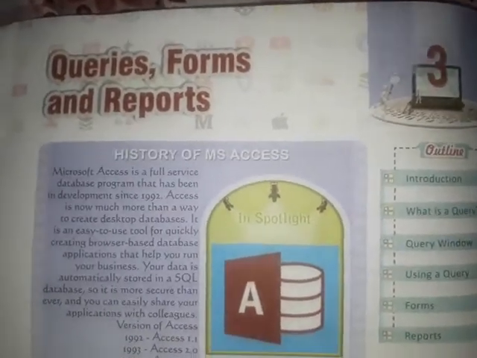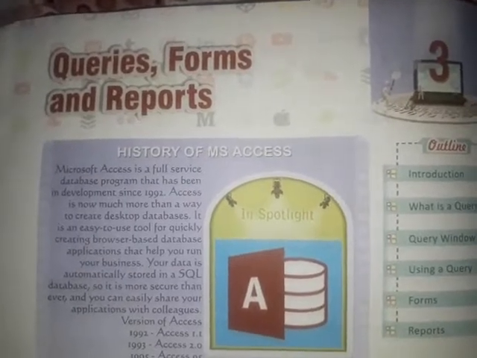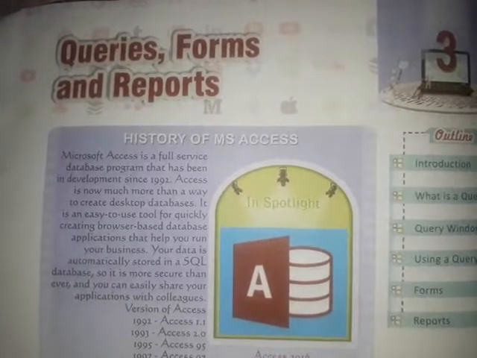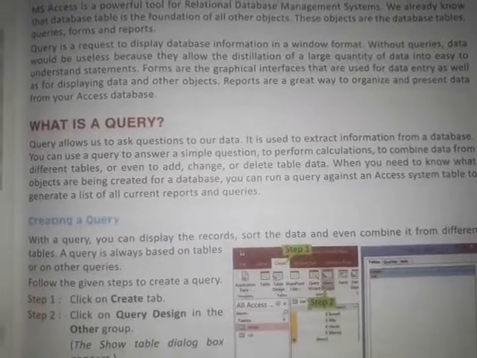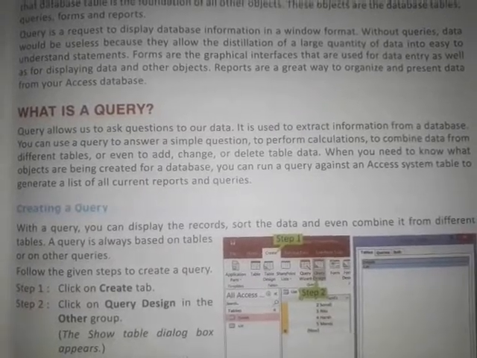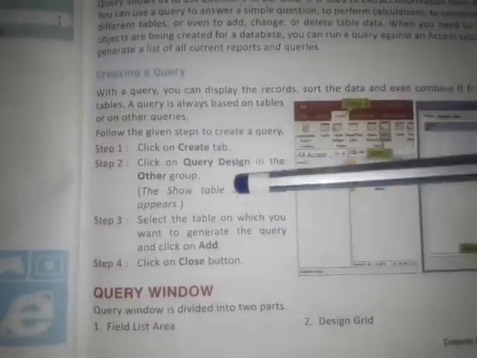Last time we started our third chapter, which is query, forms, and reports. In this chapter, we are going to study what queries are, how to generate forms, and how to create a report of our tables. Our next topic in this chapter is the query window. We have studied what a query is. I will give you a little bit of revision. A query is a type of question which we ask our database to give some answer. It is a question to be asked of our database. Database means MS Access.